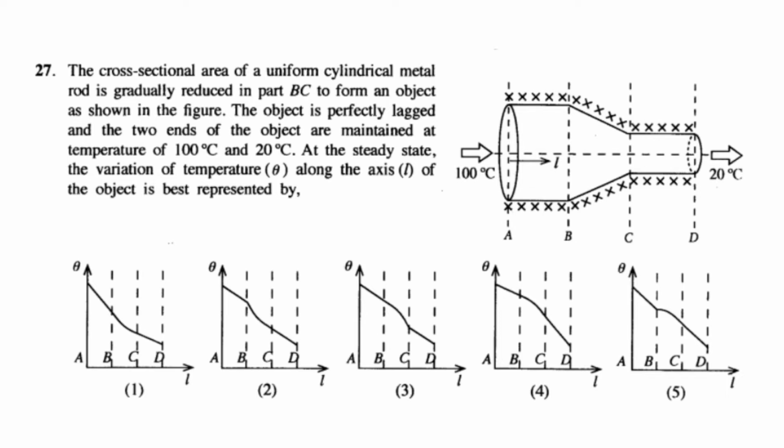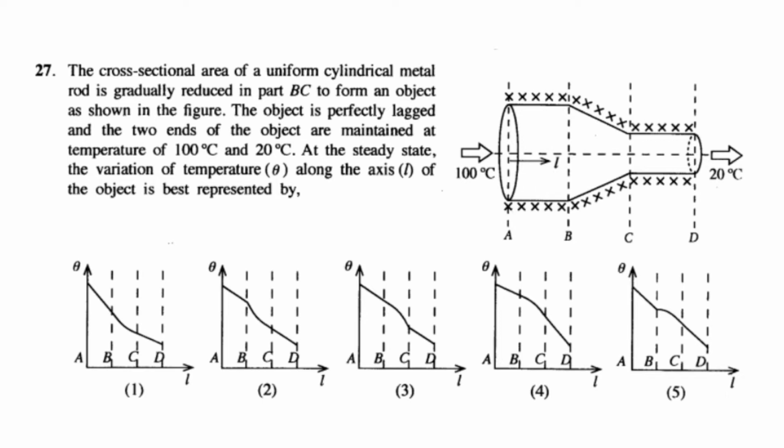K, the thermal conductivity, is a constant. So A into delta theta over delta L is equal to a constant. By that we can take delta theta over delta L as proportional to 1 over A. The cross-sectional area of the AB section is greater than the cross-sectional area of the CD section. So the temperature gradient must be greater in CD than in AB.